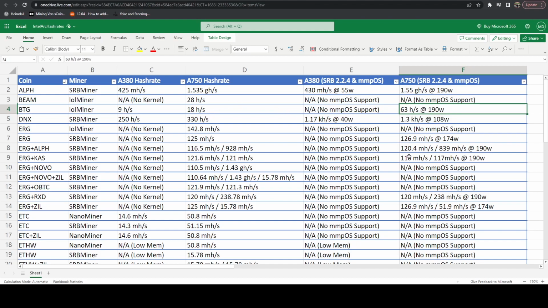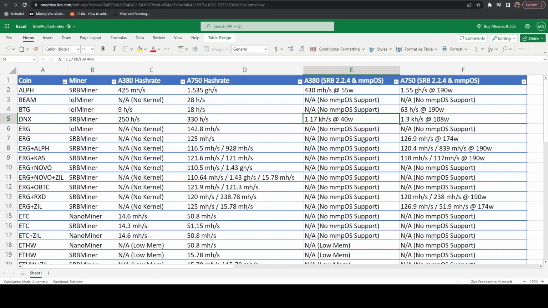And again, 190 watts, so it's leveraging the full power of the GPU, but that is a substantial improvement over what we were getting. Dynex was the real big difference here on both cards, and this really shows how Dynex excels on the A380. In Windows, under the previous version, we were getting 250 hashes per second. We're now getting 1.17 kilohashes at only 40 watts. And on the A750, we were getting 330 hashes per second. We're now getting 1.3 kilohashes per second at 108 watts. Looking at this, you can see that we're still almost achieving the same hash rate with the A380 as with the A750, but consuming a third of the power.